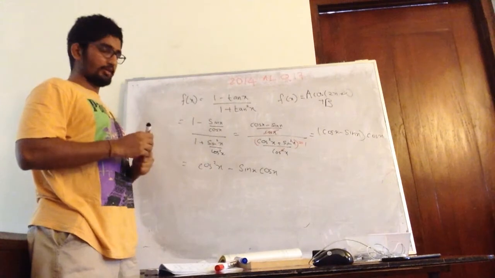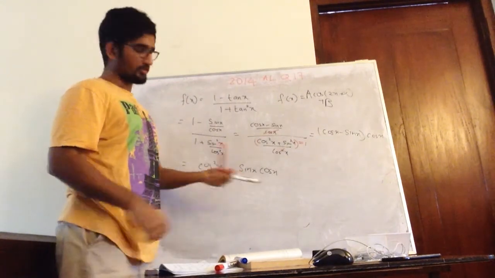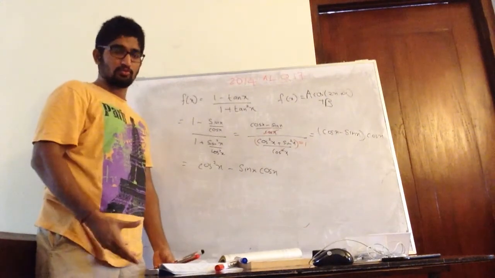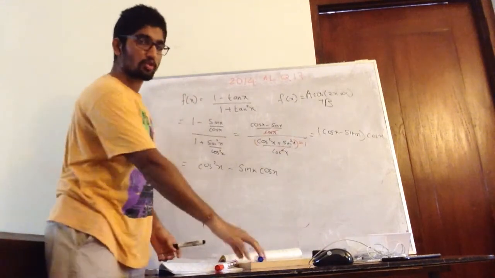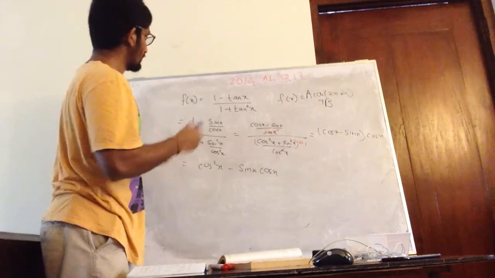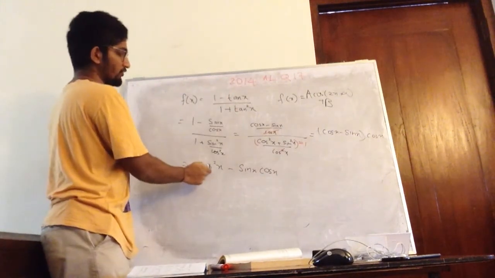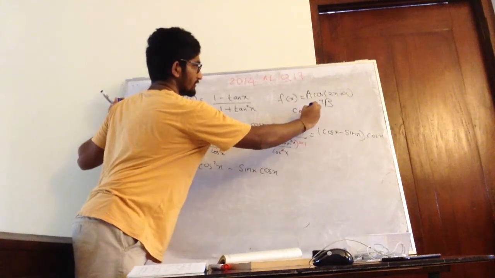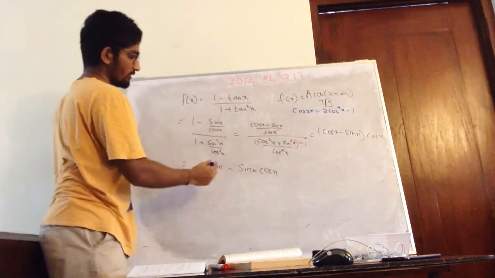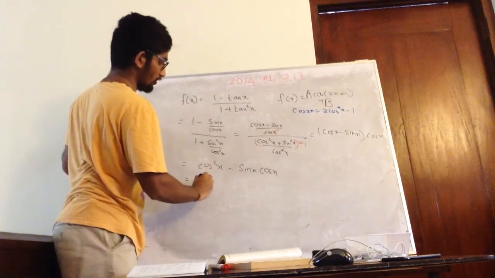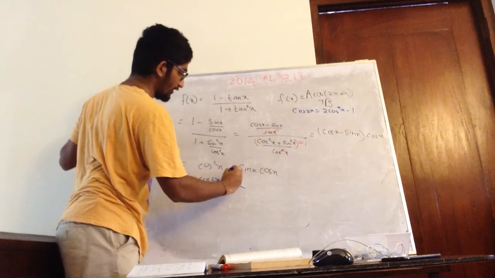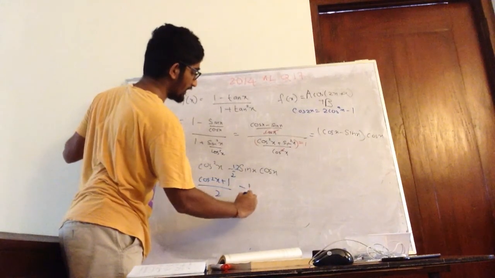Now I remember that this can be changed into a sin 2x, and this also can be changed into a cos 2x. If I remind you, cos 2x can be written as 2 cos squared x minus 1. So this is (cos 2x plus 1) over 2. And this, if I put half here and 2 here, is half sin 2x.